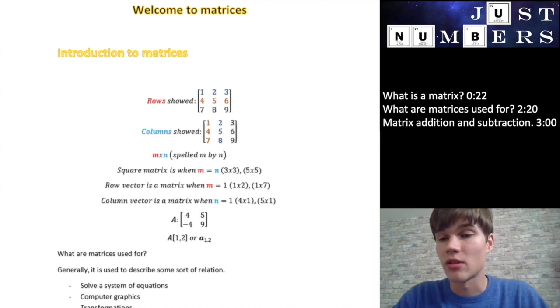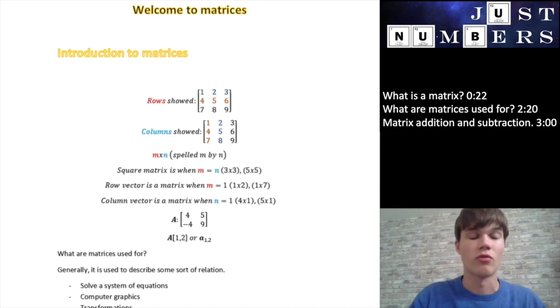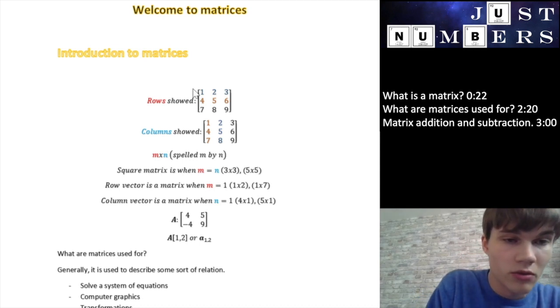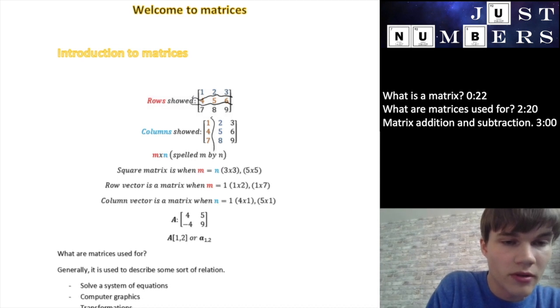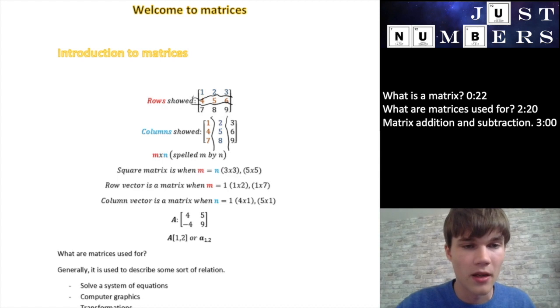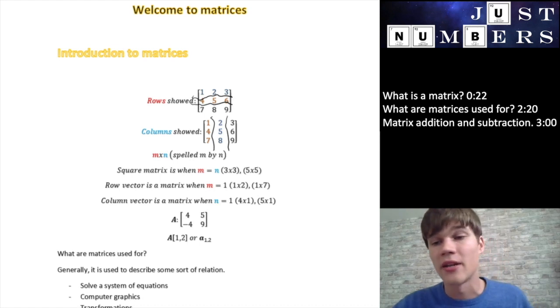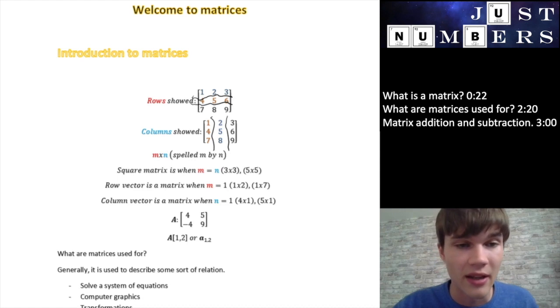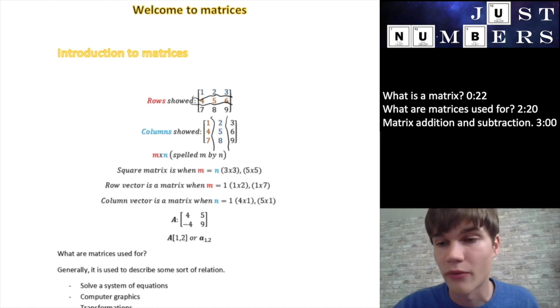So what is a matrix? A matrix is a set of numbers arranged in rows and columns, as I'll show. So this is a row and this is a row. This is a column and this is a column. As you can see, this is the first row, this is the second row, and this is the third row. And this is the first column, this is the second column, and this is the third column. It's worth mentioning that this is an element, and this is an element, and so on and so forth.